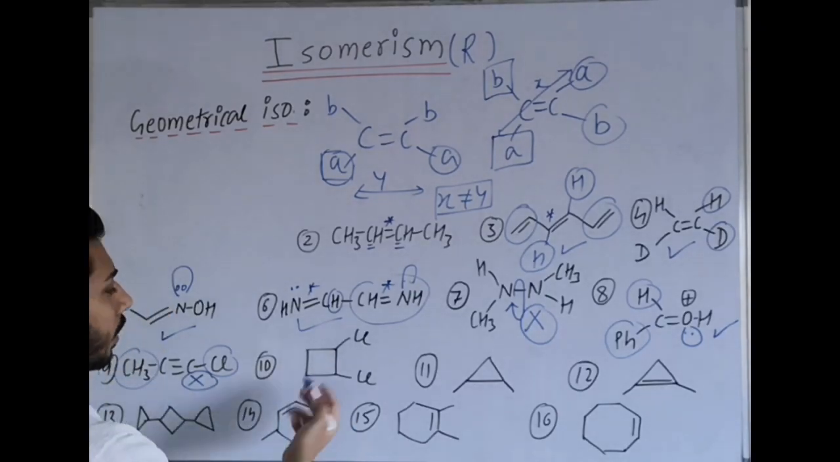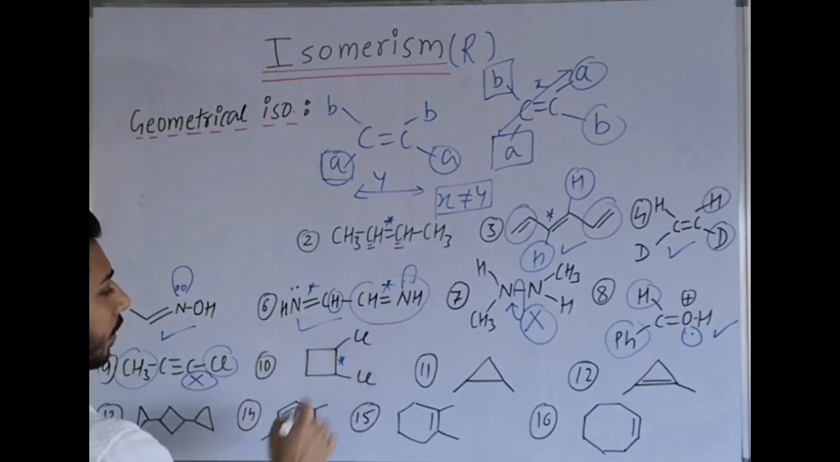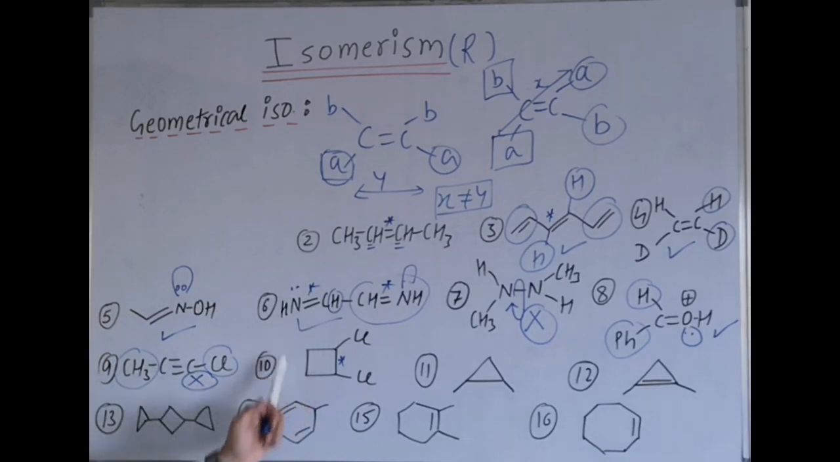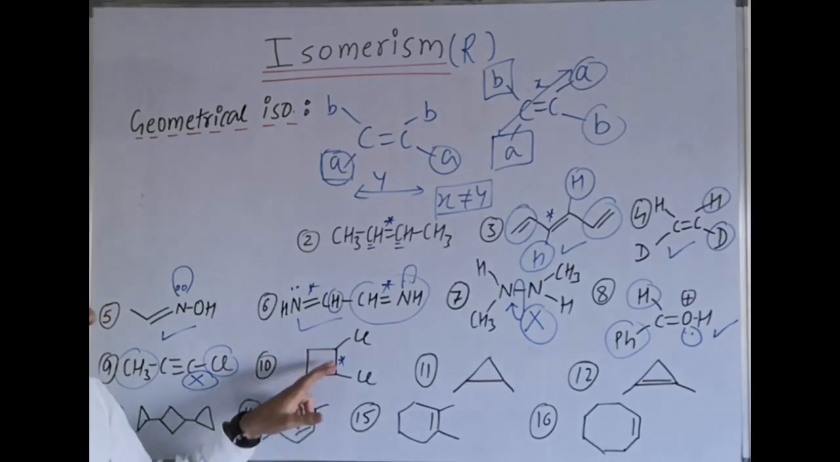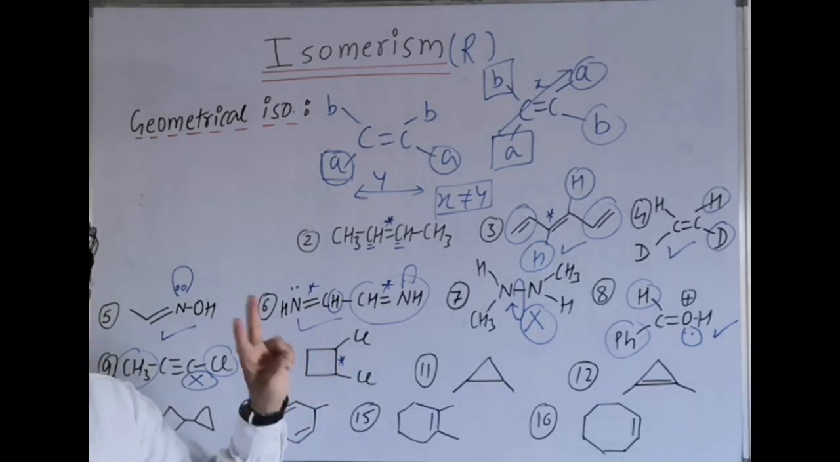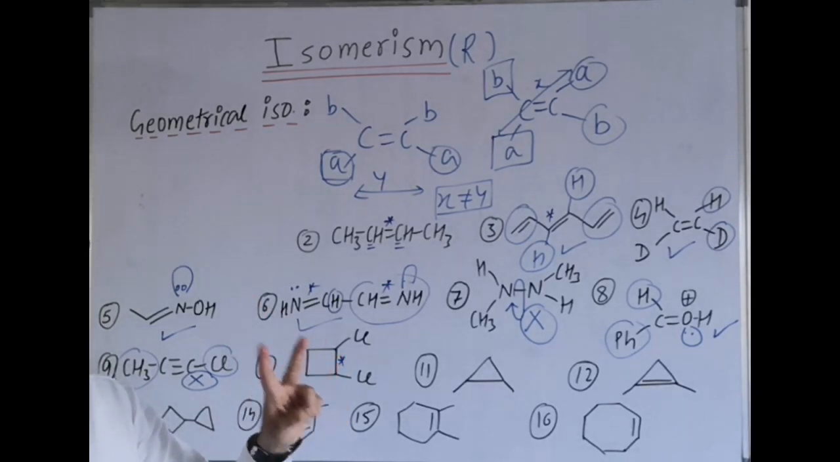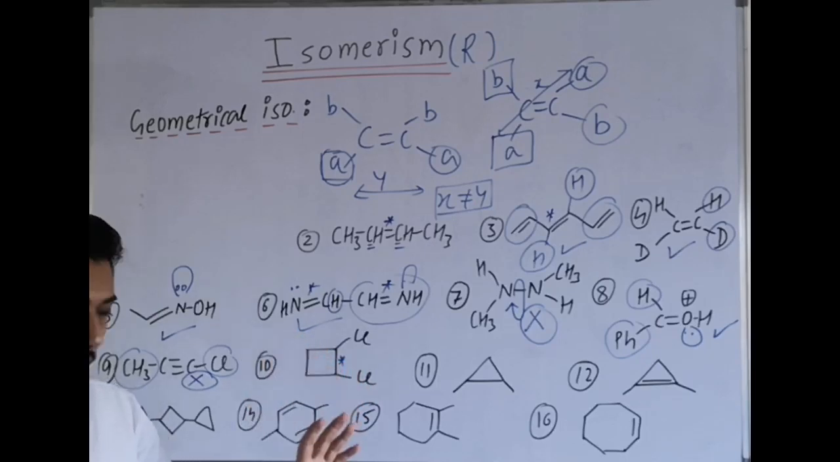10th, in ring structure, remember sp3 atoms if present, there are 4 sp3 carbon atoms, and then check at least for two carbons, maybe adjacent, maybe non-adjacent, two sp3 carbons, they should contain two different groups, at least two sp3 atoms, and they contain at least two different groups, then GI is possible in the ring structure.